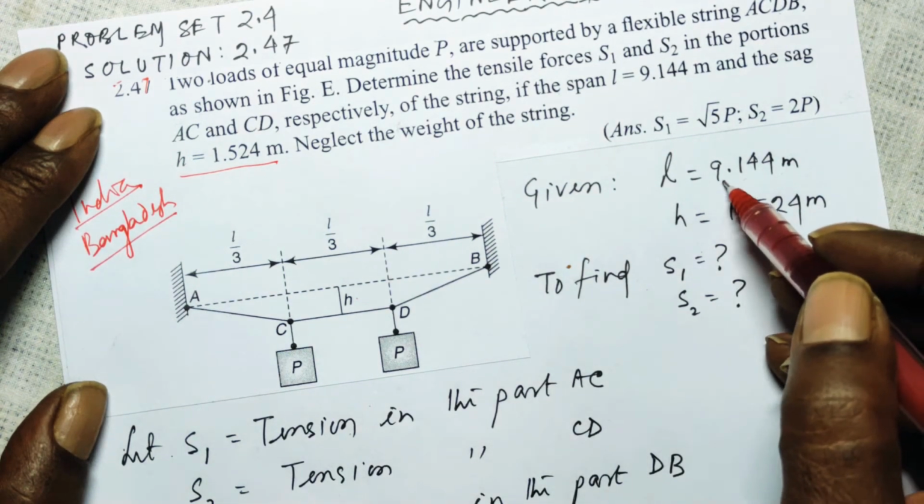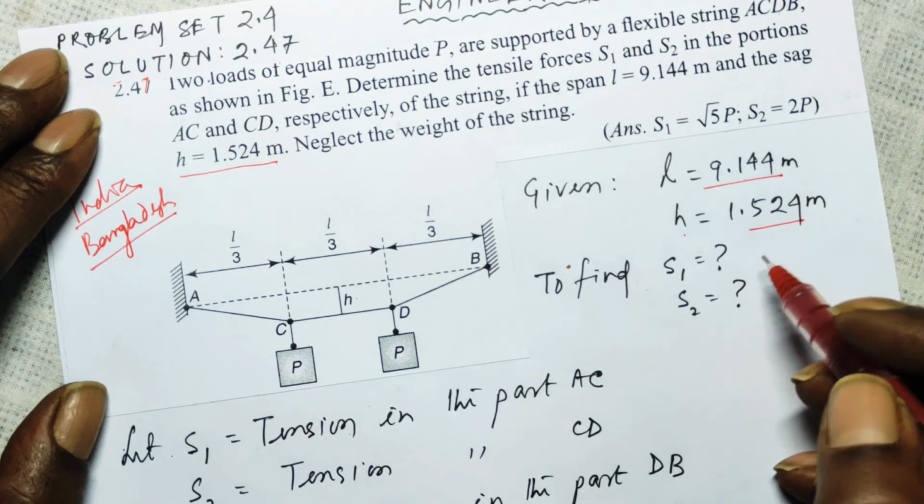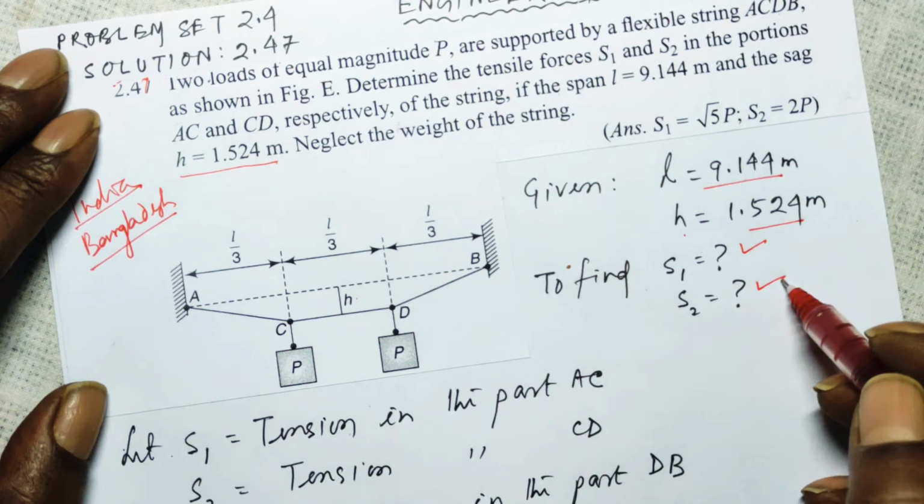So let us discuss the solution. Length is given as 9.144, H is given as 1.524 meter. We have to find out the tension forces S1 and S2.